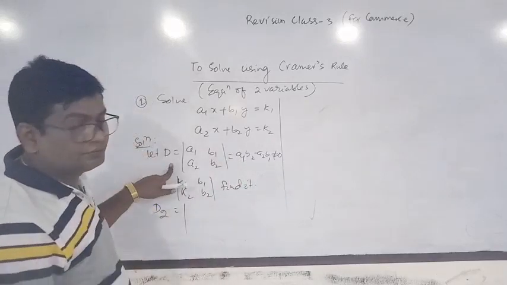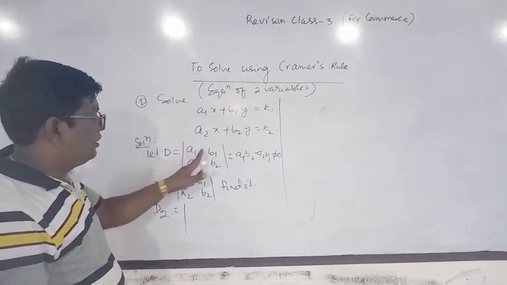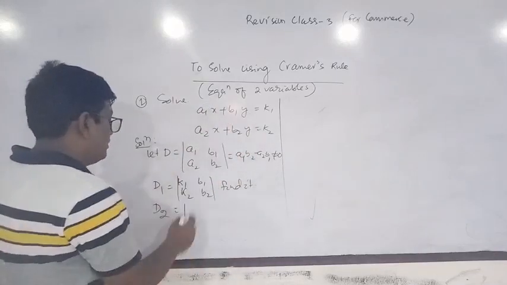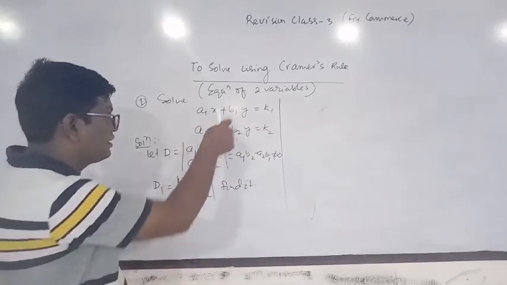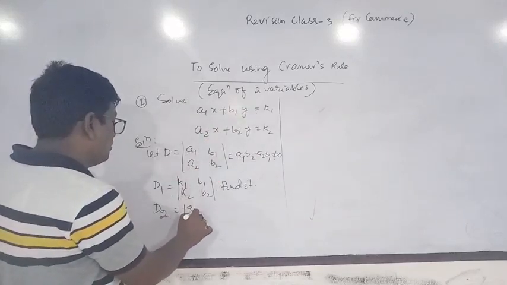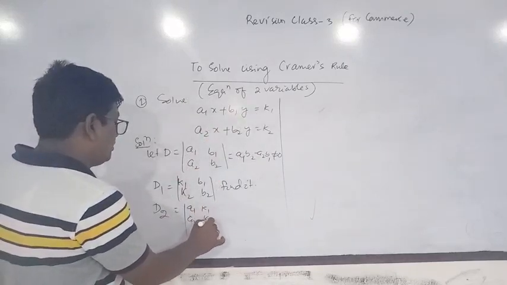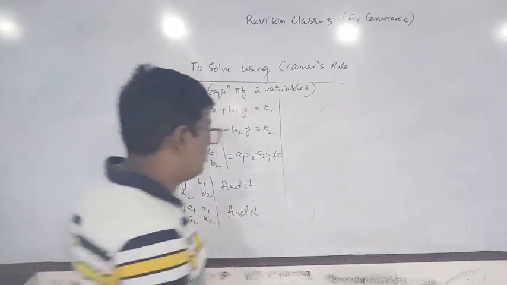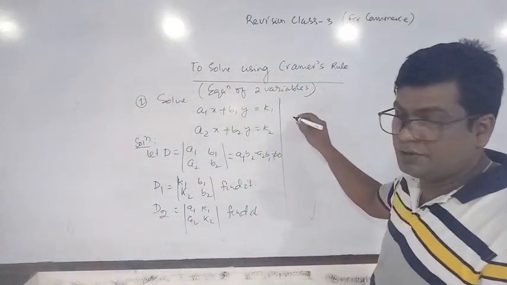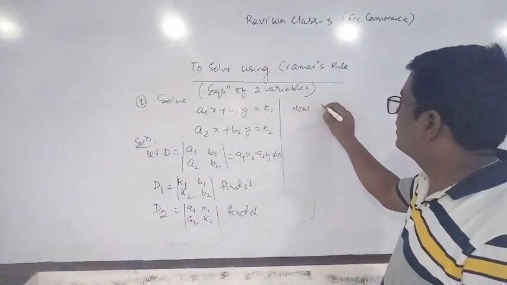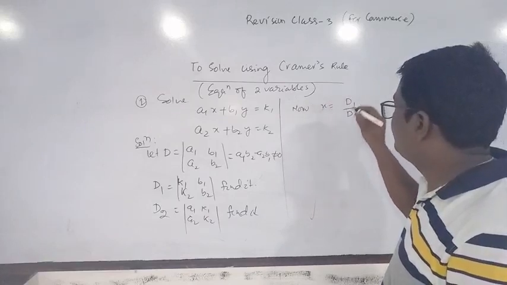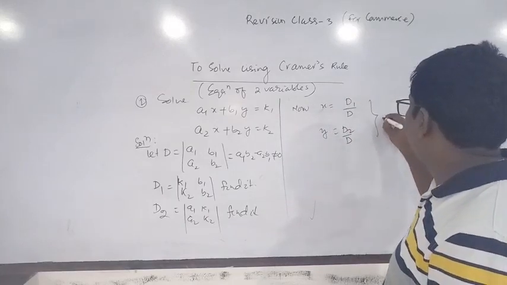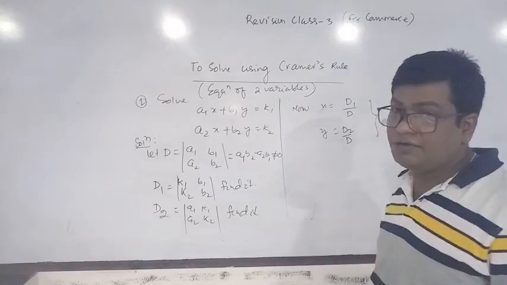Now D2 is what? Look at the determinant D. D2 means remove column 2 and insert the right side, that is, k1 and k2 become column 2. So the rows are a1, k1 and a2, k2. Find it. Now x is equal to D1 by D and y is equal to D2 by D, where D is not equal to 0. If D is 0, it is undefined.